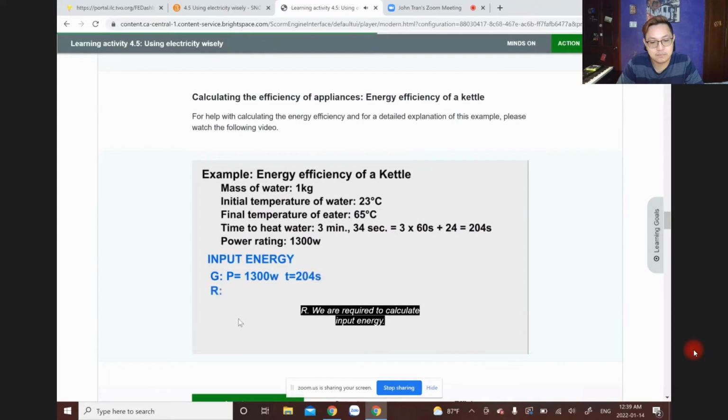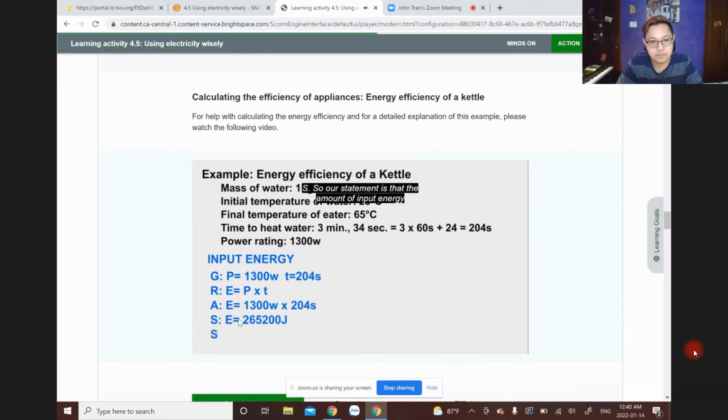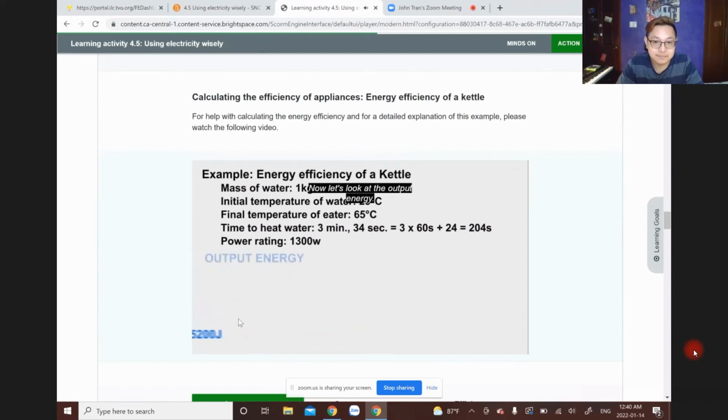R. We are required to calculate input energy. In order to find the energy, we're going to multiply power by time. A. For our application, we'll substitute in everything that we know. We know that power is 1300 watts and that the time is 204 seconds. S. We'll get our solution by multiplying those quantities. 1300 watts times 204 seconds gives us 265,200 joules. S. So, our statement is that the amount of input energy is 265,200 joules.